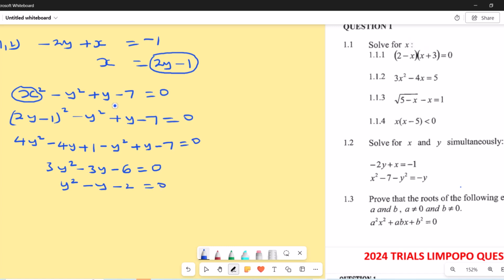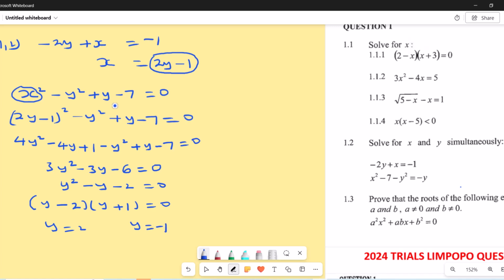Now here, I'm going to look for the factors again. Look for two numbers that multiply to get negative 2 but when you add, get negative 1. So those numbers are negative 2 and positive 1. From here, because of the 0, and using the zero product rule, I'm going to say that either y minus 2 is 0, which gives me y equals 2, or y plus 1 is 0, which gives y equals negative 1.